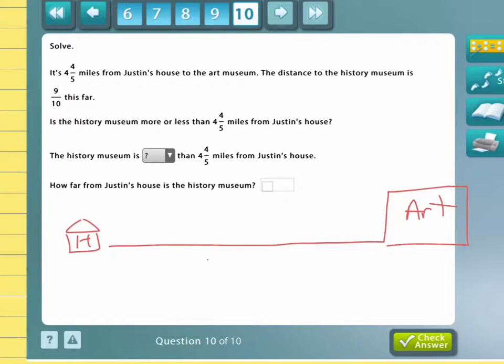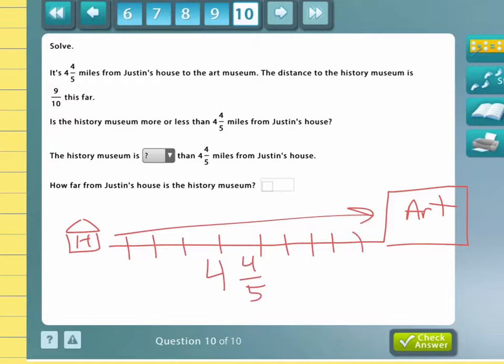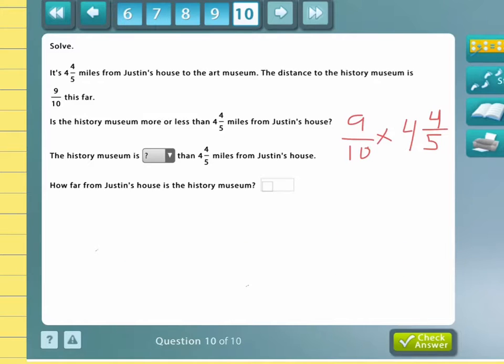It's 4 4/5 miles from Justin's house to the art museum. And now there's another museum. It's called the History Museum, and that's 9/10 as far. So let's say we cut this into 1, 2, 3, 4, 5, 6, 7, 8, 9, 10 parts, and the History Museum is going to be right here. So I take 9/10 of 4 4/5.